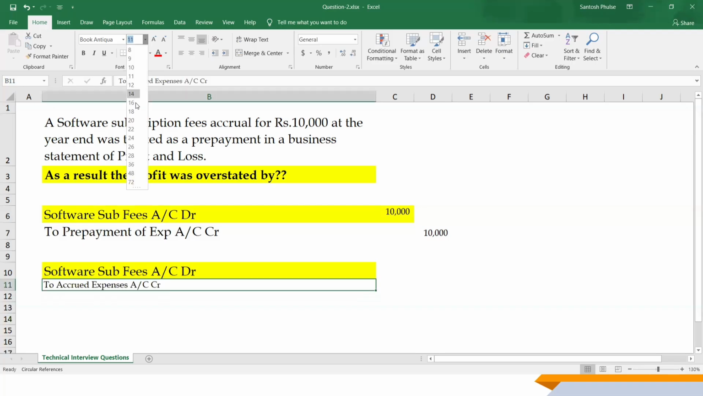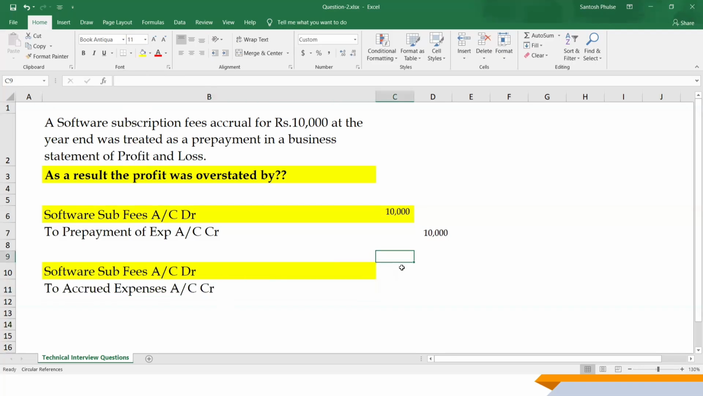So that's what we have to do in the books of account, and that is again for 10,000, and this is also for 10,000. This is the actual entry that was supposed to be posted at first, but due to the inaccuracy or the incorrect entries posted, that issue is there. So this sort of question is going to be there in your assessment test, in your technical interview test, and you have to give the answer for that.